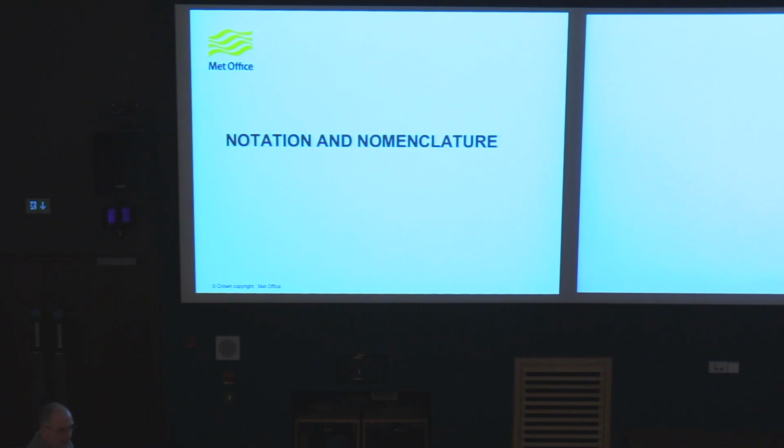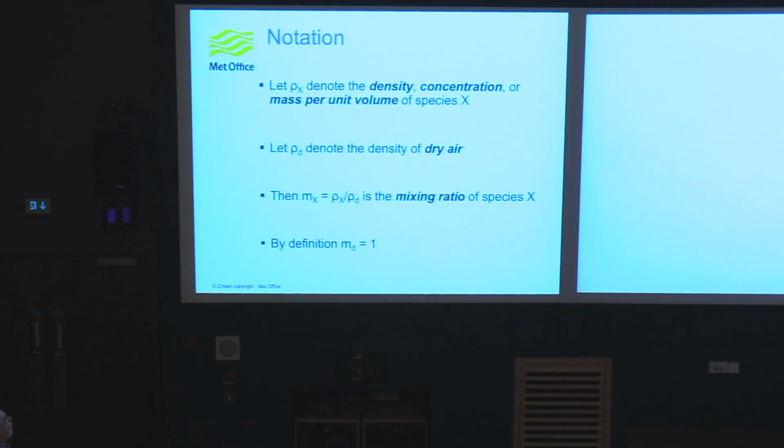And now I'm going to go into talking a bit more about how we actually move things around from a fluid dynamical point of view in that model. And I'm just going to introduce some notation. So I'm going to talk about the density here, denoted by rho, of a species X, and that is the density, sometimes in the chemistry field more known as the concentration or the mass per unit volume of some species X.